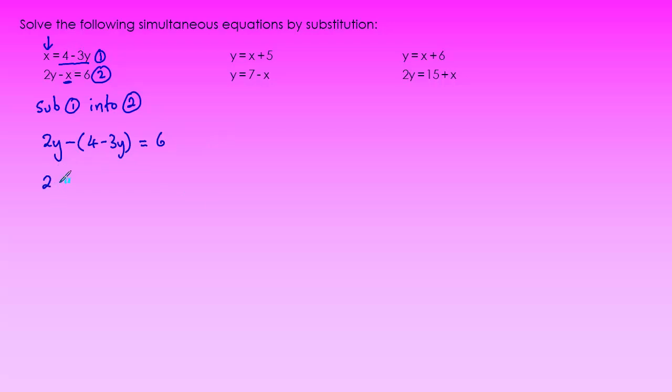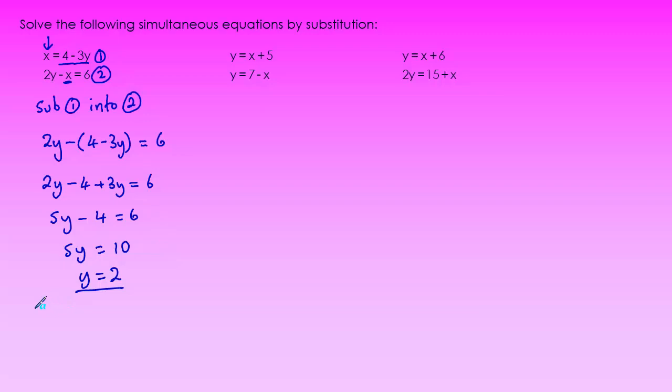Now I'm going to expand the bracket. Note that that's a negative 1. Negative 1 times 4, then negative 1 times negative 3y is a plus 3y. Tidying this side gives me 5y take away 4 equals 6, and now I just need to solve this. So take the 4 to the other side, 5y is 10, and y is 2.